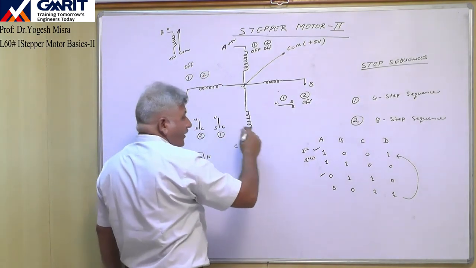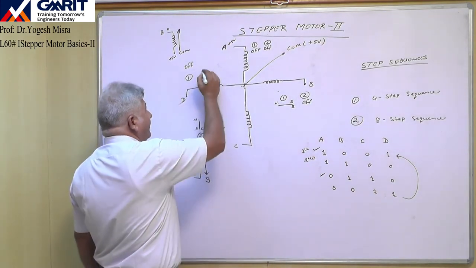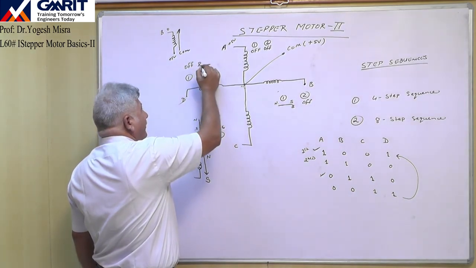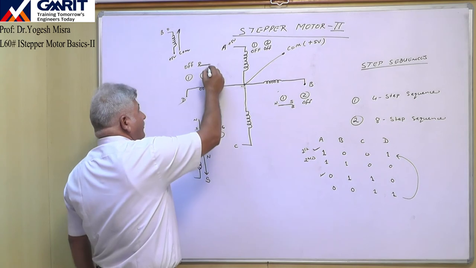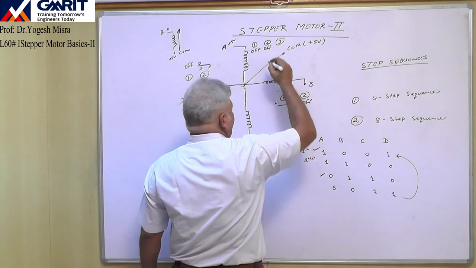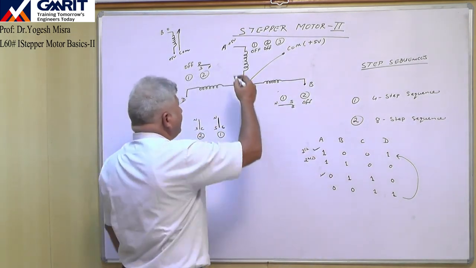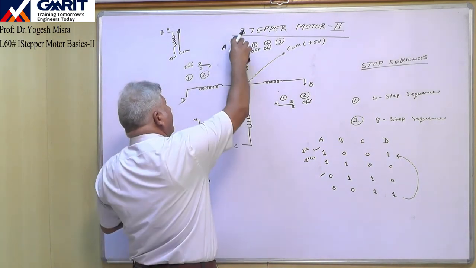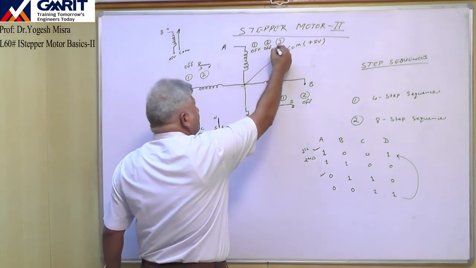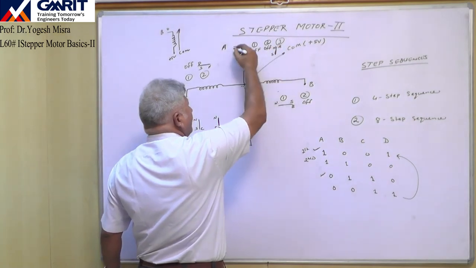And in case of D binding, the input is 0. If input is 0, then it will energize, and this is D terminal, and the current connection will be like this. So north pole, south pole. Now in the third step, A is 0. If A is 0, then current conduction will be like this. So there is a magnetic effect. This is A terminal, so this is north pole and south pole, because current is flowing.